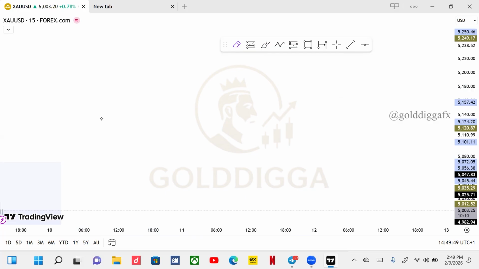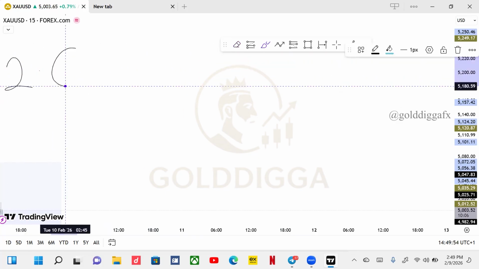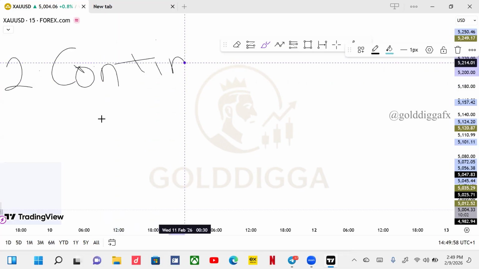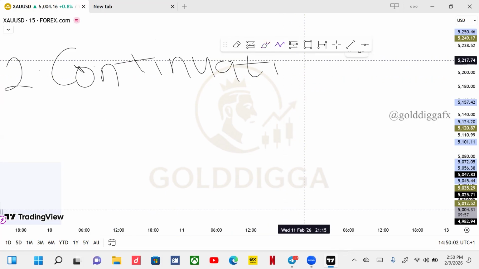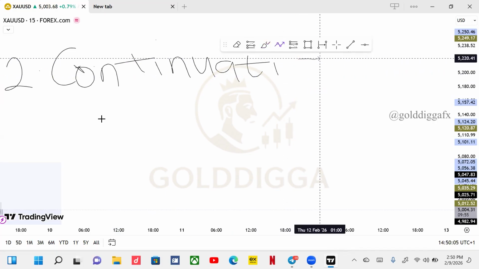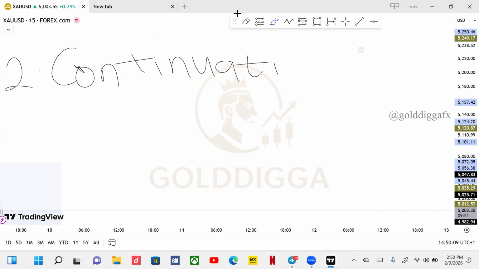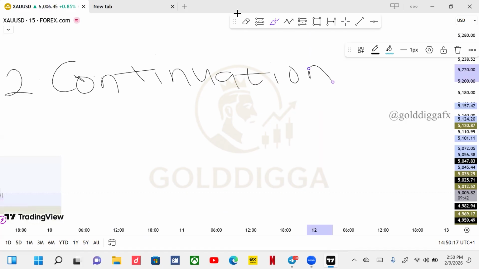So the second one on my list is the continuation trend line. Unlike the reversal trend line where you want to see price buy, but price would come down and create a lower low before finally buying, right?